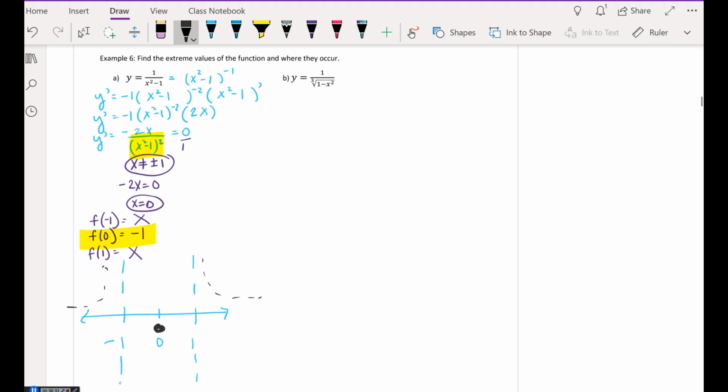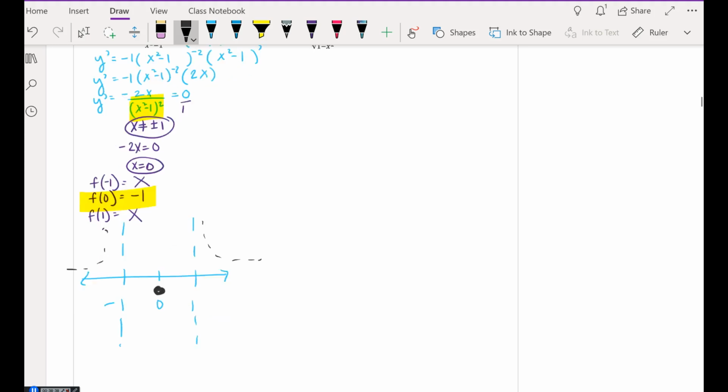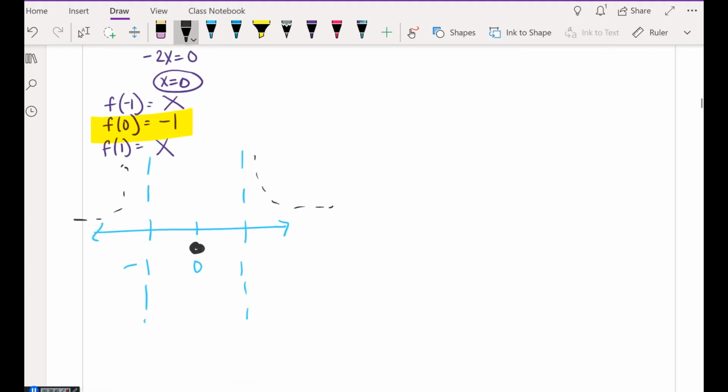Now the middle part is the tricky part. I don't have any other critical points. I've already used up my end behavior. What do you do to decide if that's a min or max? There's 1 dot. Is it a max? Yeah. How do you know? It's opposite.